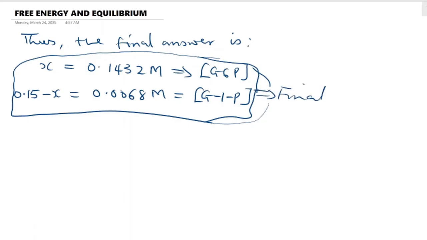Final answer to the problem. So we started with the delta G, we converted to K_eq, we did the equilibrium problem and the answer confirms that most of the glucose 1-phosphate has been converted to glucose 6-phosphate. As you can see, the product is far higher than the reactant, so it has been converted to product. There is virtually no leftover glucose 1-phosphate, which is the reactant, as it is 0.0068.